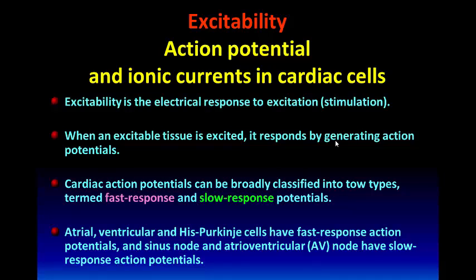In general, cardiac action potentials can be broadly classified into two types. These two types are termed the fast response action potentials and the slow response action potentials. Or we call them fast action potentials and slow action potentials. Atrial, ventricular, and His-Purkinje cells have fast action potentials, whereas the cells of the sinoatrial node and the atrioventricular node have slow action potentials.